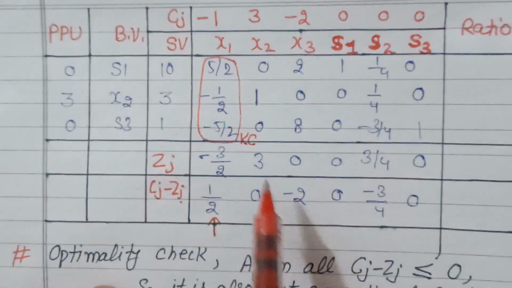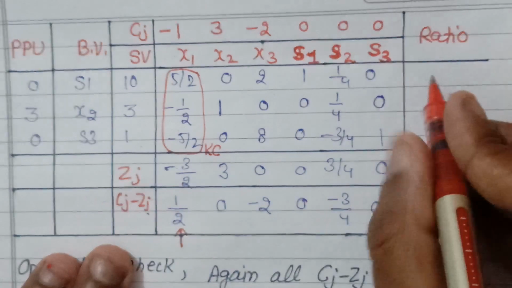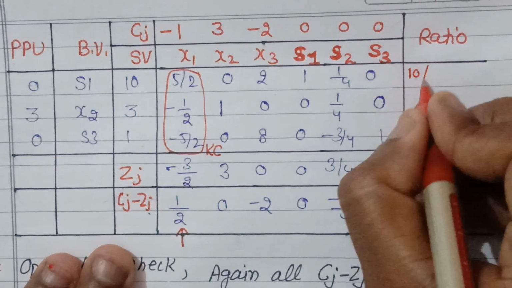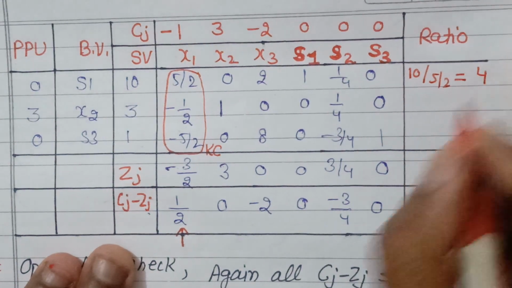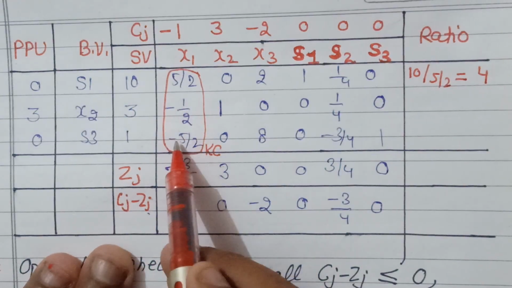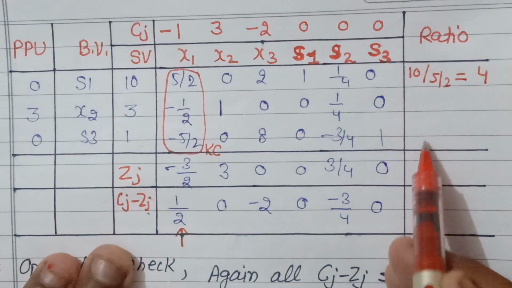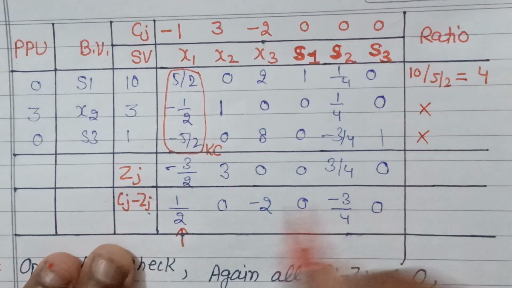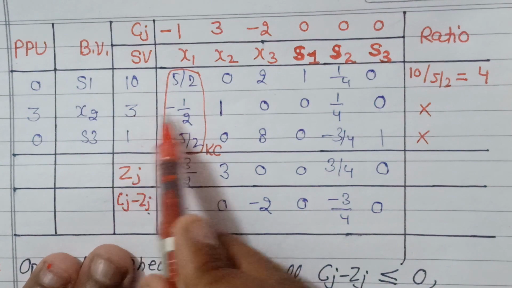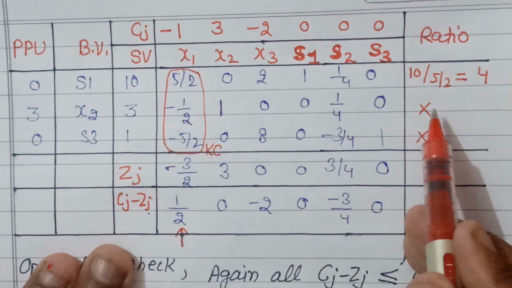Now we have to find the ratio. If you divide this 10 by 5 by 2, you will have a value of 4. Now these two are the negative values. Here negative values will not be considered anytime. So let us not find these values, as if you divide this 3 by minus 1 by 2, the value will be negative.